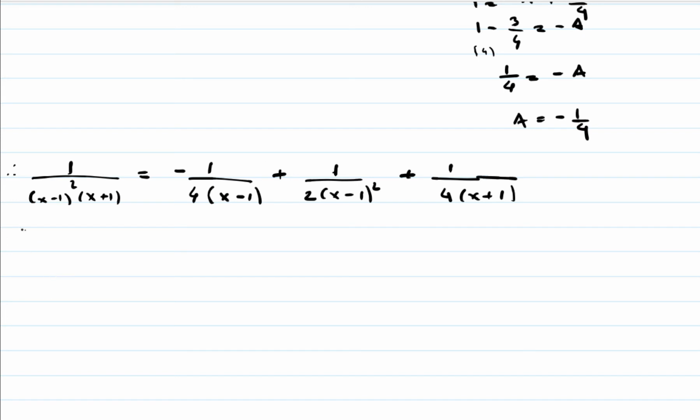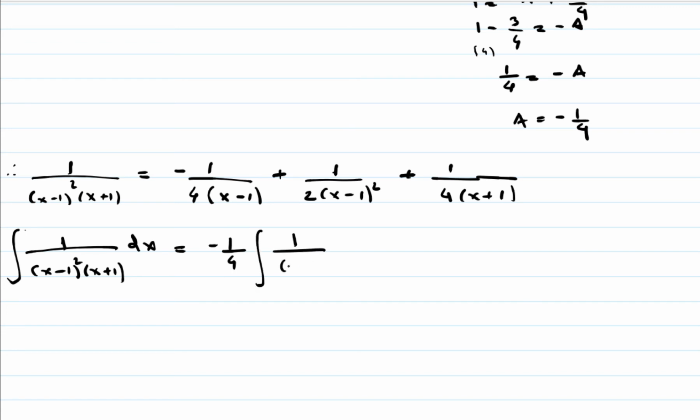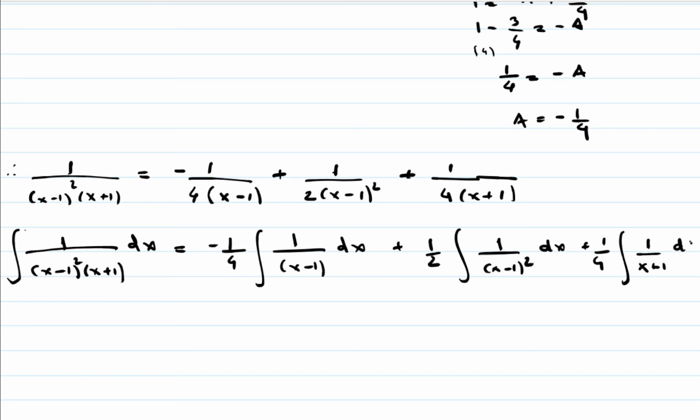So if you want to find the integral of this, this is going to be equal to, you can just take these constants outside. So we're going to have here 1 divided by 4. This is going to be the integration of 1 divided by x minus 1 dx, and then this is going to become here plus 1 divided by 2. We're going to have here the integration of 1 divided by x minus 1 square dx plus 1 divided by 4 integration of 1 divided by x plus 1 dx. So how do we do it?